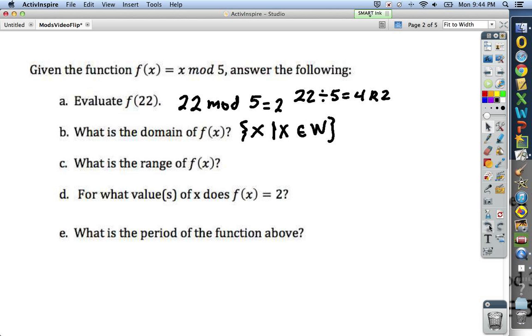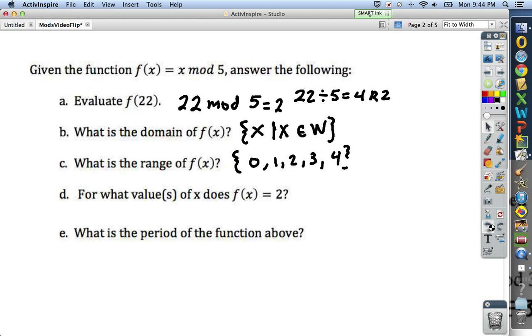For the range of this problem, that's the set of output values. The output value is the answer to each of these mod problems. So we're taking whole numbers and dividing them by 5. The possible remainders: if a number divides evenly, it's going to be 0. A number like 6 or 11 or 21 or 101 for that matter would all have remainders of 1 when divided by 5. Numbers like 2, 7, 12, things like that would have remainders of 2 when divided by 5. And of course, you could have a remainder of 3 and a remainder of 4.